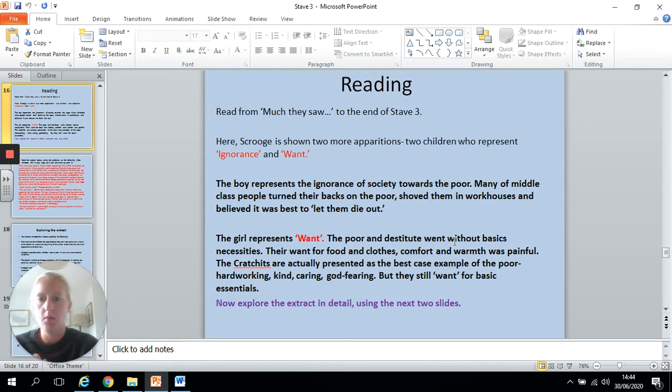So as it says, the boy represents the ignorance of society towards the poor. Many middle-class people turned their backs on the poor, shoved them in workhouses and believed it was best to let them die out. And this is an attitude that Scrooge showed early in the book when he said, "Do they not have prisons?" He just thought if they need help, if they need to get a job, then if they don't have a job, they should be locked up, that sort of attitude.